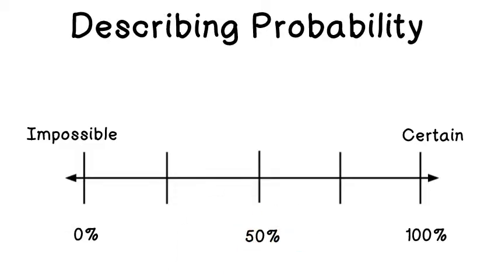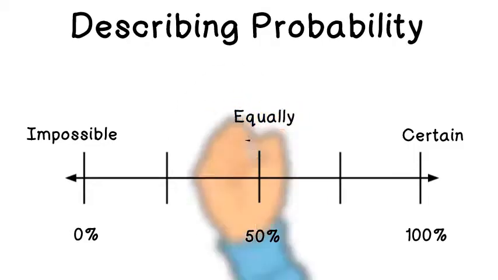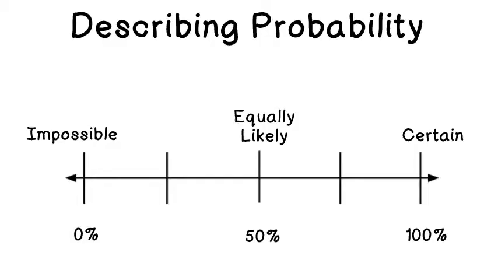What about if it's right in the middle at 50%? We say that that's equally likely. And at 25%, we say it's unlikely. And at 75%, we say it's likely. Then the only other possibilities are nearly impossible when it's almost 0, or nearly certain when it's almost 100%.